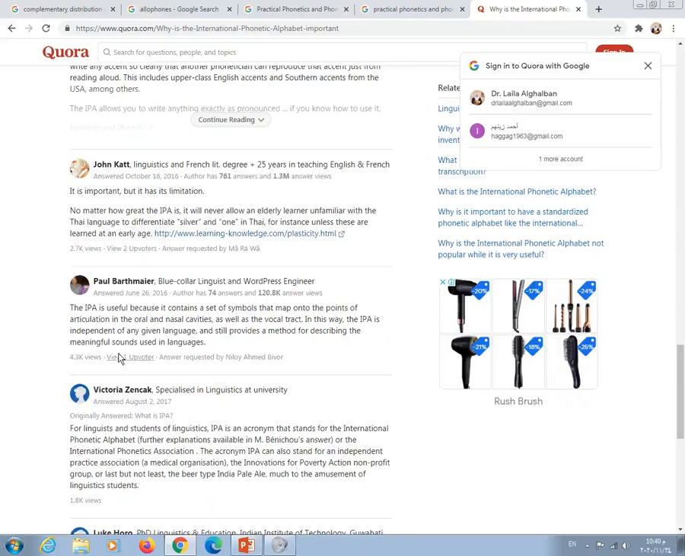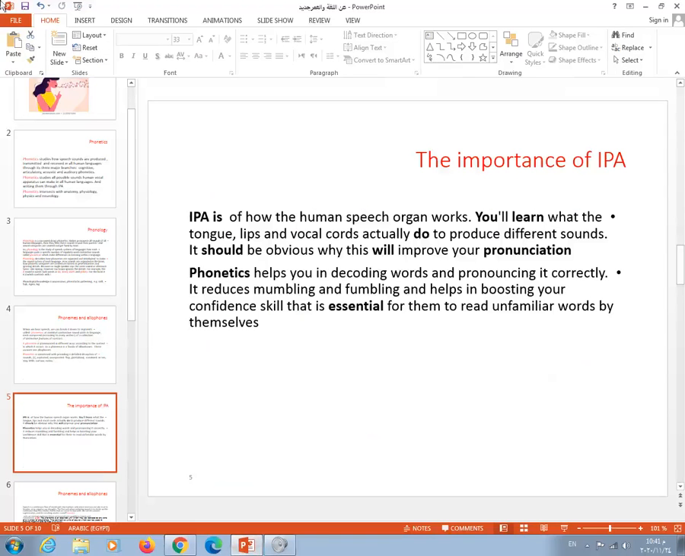So these are some of the reasons why it's important to learn IPA and to know the symbols of IPA, to know more about the human organs of speech, how sounds are made, differences between languages, and to be able to pronounce sounds and words confidently and correctly, and so on. Okay, let's go back to our lecture.